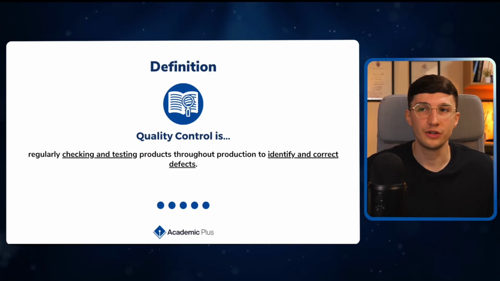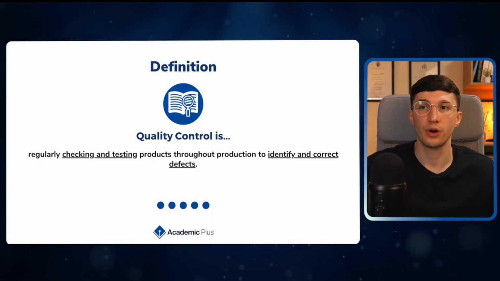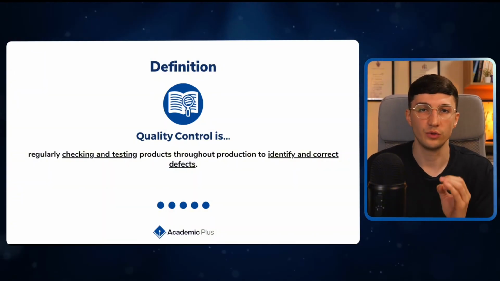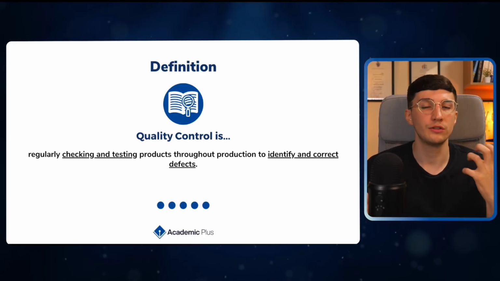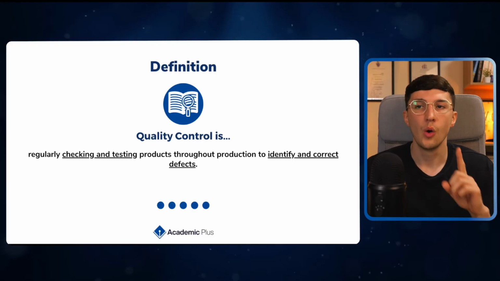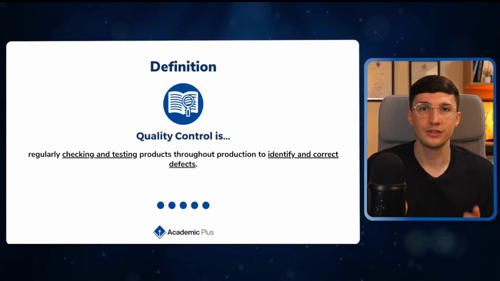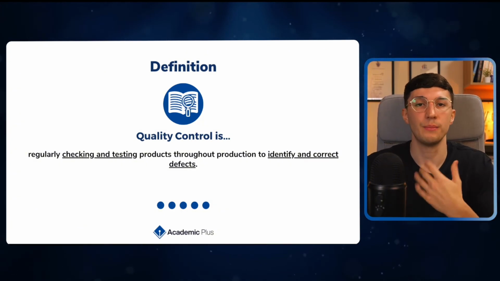Now, all quality control is when we regularly check and test the products throughout the production process in order to try and identify and correct any defects, any faulty products. Now, the key difference between quality control and quality assurance: quality control is more of a reactive process, whereas quality assurance is more of a proactive process. Reactive in this way because we find a faulty product, we then react to it and look at improving the quality. Now let's see an example of how this would work using a car manufacturing business.